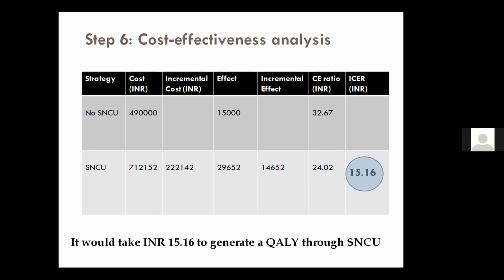What does it mean? That it will take INR 15.16 to generate 1 quali through SNCU. So this will be your economic argument. You can say that, look, through the SNCU in my hospital, I will generate 500 qualis or 1,000 qualis, and that means multiply by 15.16. Then you ask the government or anybody to organize that, can you give me this money? And they will be very happy because this cost per quali is so low that it is a very good scenario.